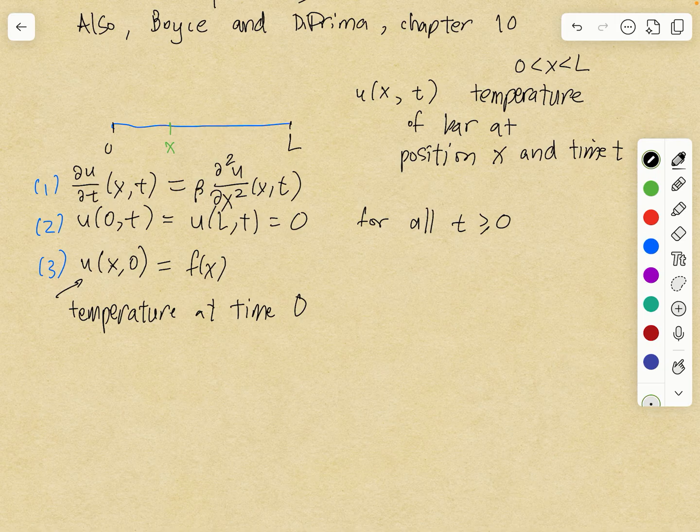So your f of x is going to depend. If you wanted a constant initial temperature, where everywhere in the bar it's the same temperature, then your f of x would be like 10. But if you wanted the temperature to start out not the same at each x, maybe your f of x is like x. That would mean at x equals 0 it's 0 degrees, and at the end it's L degrees. So the solution to the differential equation is going to depend on what f of x is.